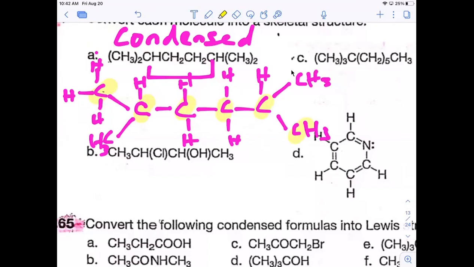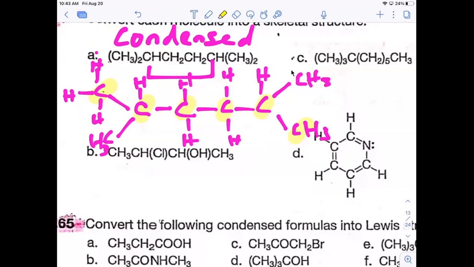Are we still on A or is this B now? No, we're still doing A. Okay. So we have the condensed form. We drew it out as the Lewis form. And then can you see that the longest chain from one end to the other follows the path of those yellow carbons? The 6 carbons. Is that right?